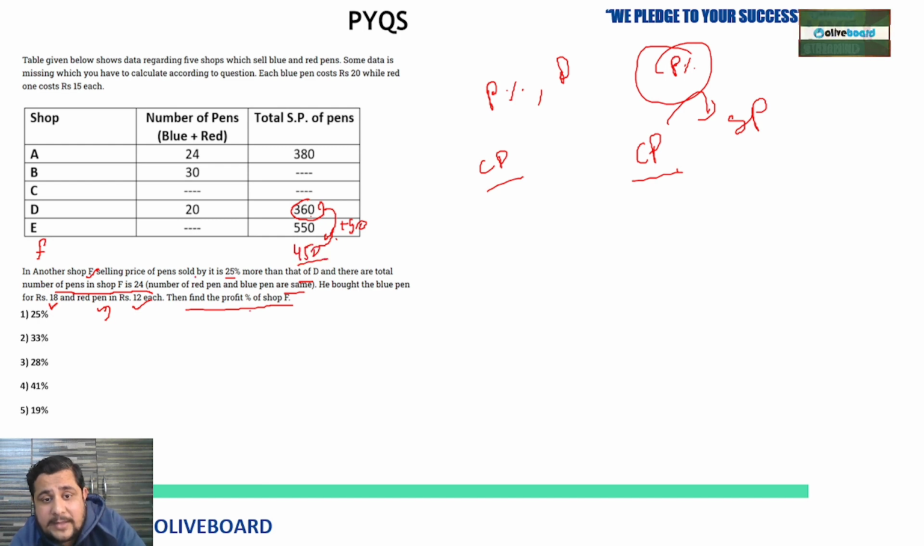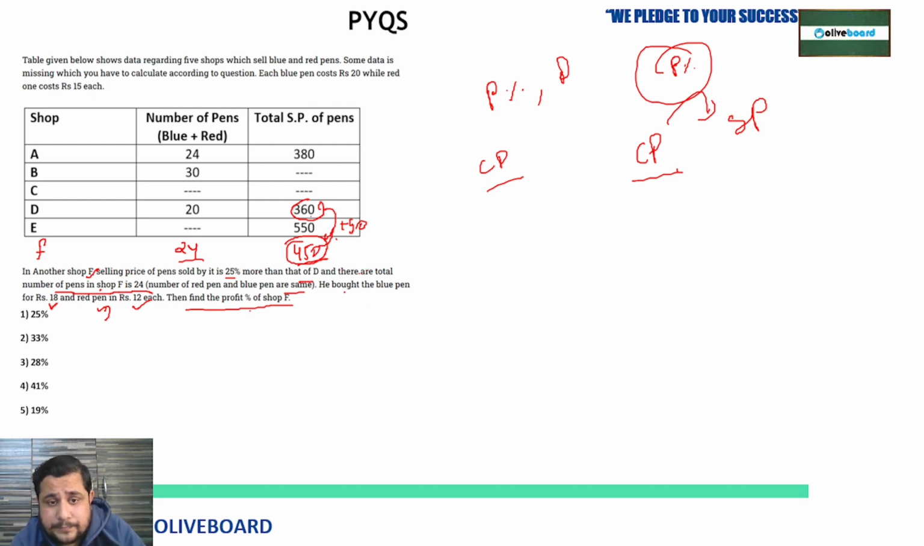Fine. And there are total number of pens in shop F, because we need cost price. So for cost price, what do we need? First of all, we have to calculate selling price. So that we have calculated. Now we need cost price of total pens also. Then only we can find out the profit percent. So the total number of pens in shop F is 24. Now you will say we can calculate the number of blue pens and red pens, but that is not required. They are asking us the total profit or loss here.